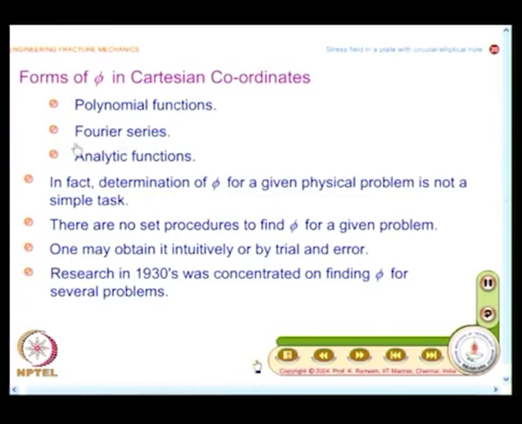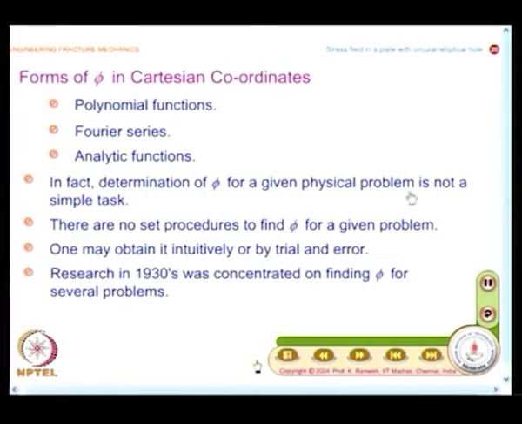And you could also find out phi based on analytic functions. In fact, in a course in fracture mechanics, we would look at analytic functions as candidates for defining the stress function. The moment I strike a goal domain, what is the stress function for a given problem, all other steps are completely known. So, the challenge lies in finding out what is phi for a given physical problem, and it is not a simple task.